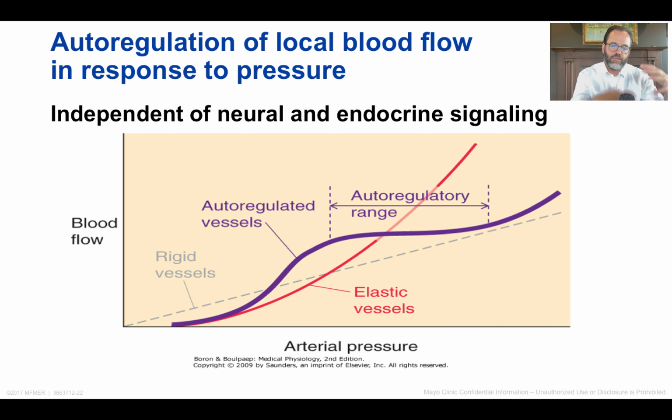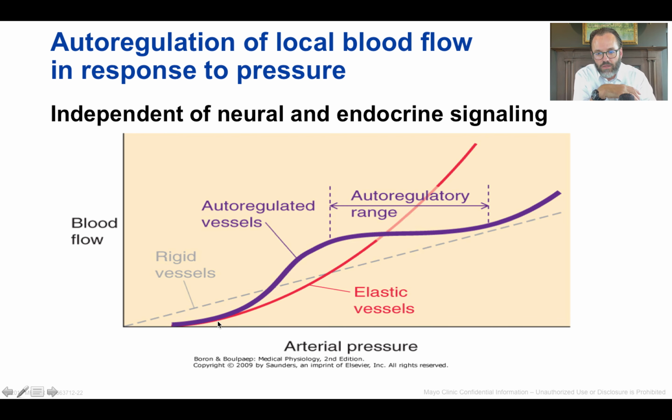So in addition to these ligand-driven and molecule-driven changes in vascular tone, there are also mechanisms that contribute to regulation of blood flow through autoregulation of local blood flow in response to changes in pressure. So there, what we see are mechanisms independent of neural and endocrine signaling.